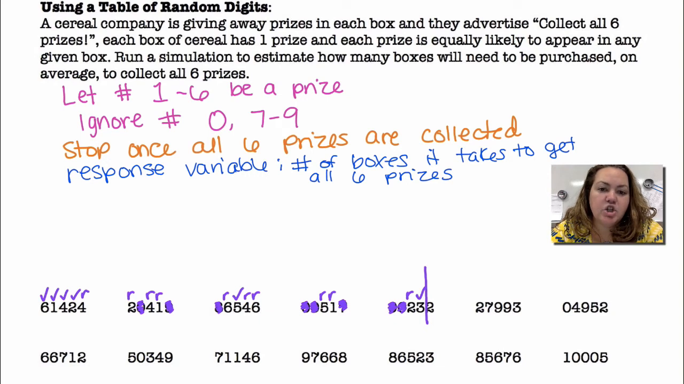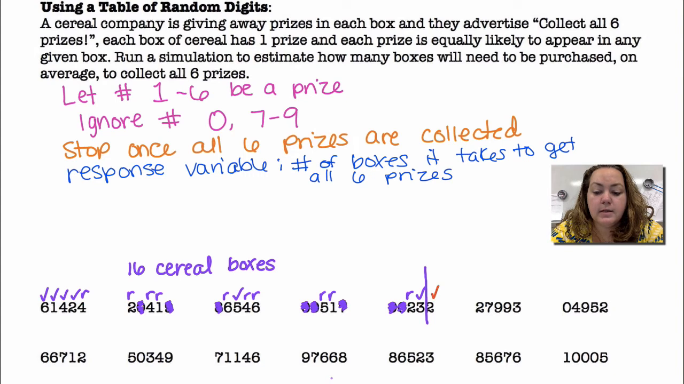Okay, so anything that has a check or an R means I bought that box and I got a prize. Some of them were brand new prizes. Some of them were repeat prizes. Okay, but that took 16 cereal boxes for me to get all 6 prizes. All right, I'm going to go again using the rest of my random numbers. I'm going to start right after my line.